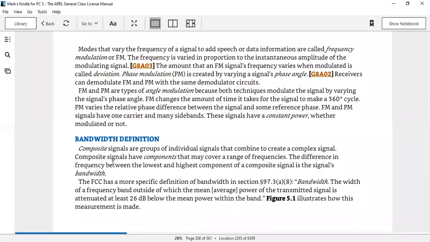And down here, a bandwidth definition. Composite signals are a group of signals that create a complex signal. I guess our FM, PM, AM and SSB are composite signals. They have components, they cover a range of frequencies, and that's called bandwidth. So let's see what the next page looks like here.